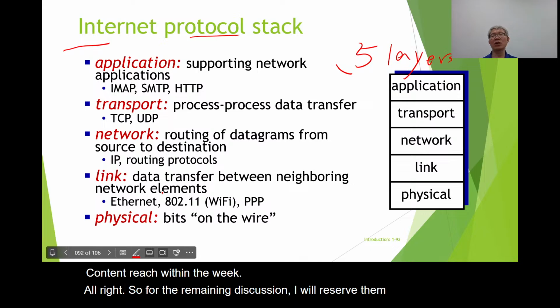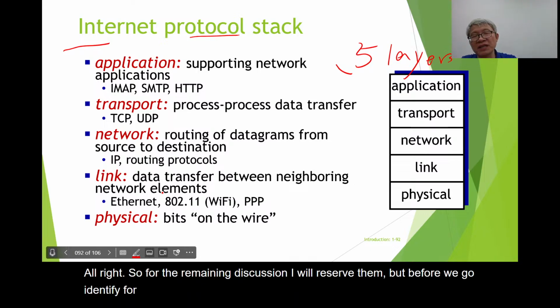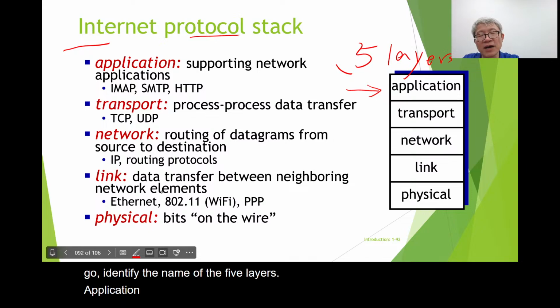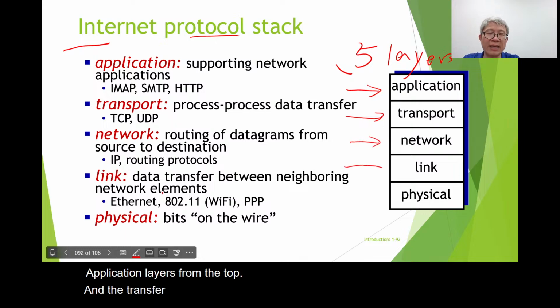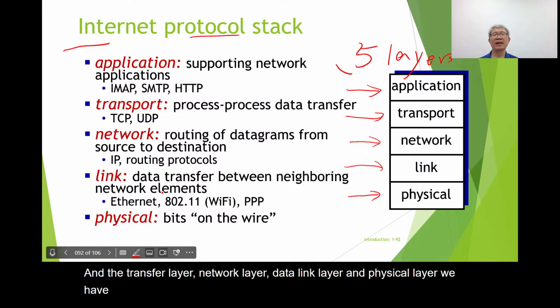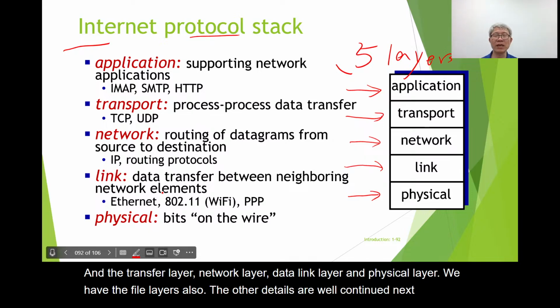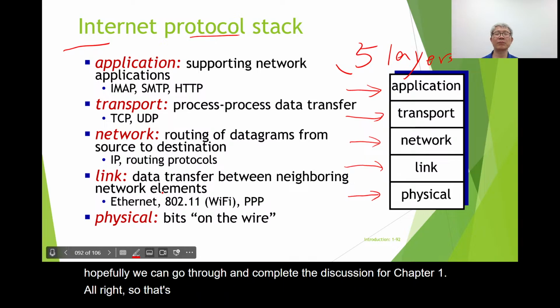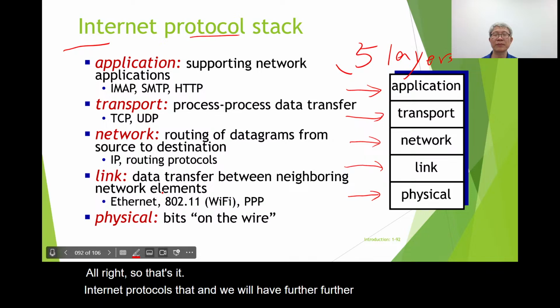But before we go, I already have the names of the 5 layers. Application layer from the top. And the transport layer, network layer, data link layer, and physical layer. We have the 5 layers. As for the other details, I will continue next week. And hopefully we can go through and complete the discussion for chapter 1. All right, so that's it. Internet protocol stack, and we will have the further discussion next week.